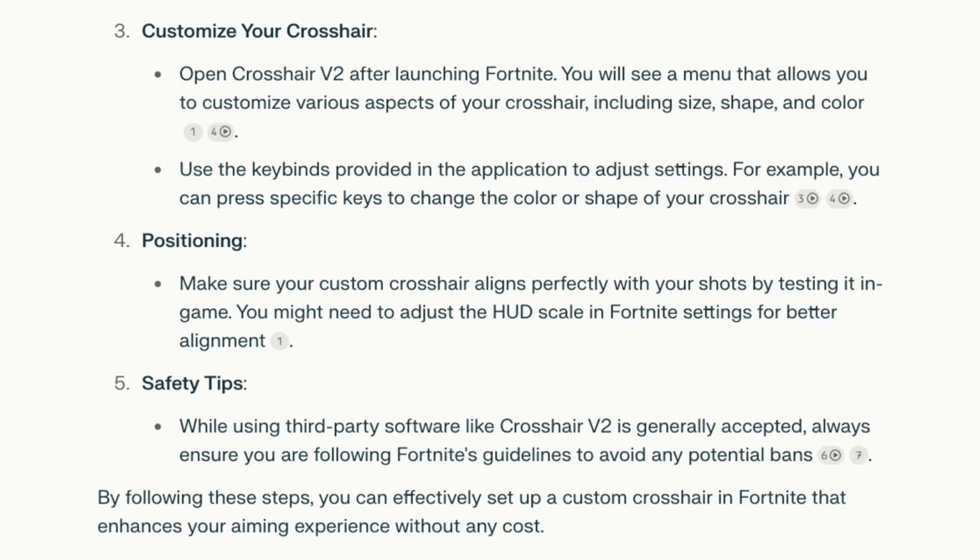Step 3, customize your crosshair. Open Crosshair after launching Fortnite. You will see a menu that allows you to customize various aspects of your crosshair, including size, shape, and color. Use the keybinds provided in the application to adjust settings. For example, you can press specific keys to change the color or shape of your crosshair.